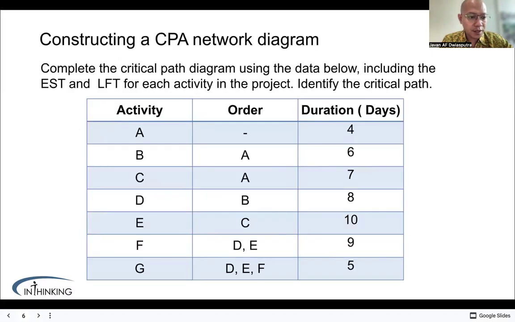Here we have a larger example with activities A to G. Each activity has an order, predecessor, and duration in days. To complete the network, draw the activities in the correct sequence. Add durations, calculate EST, calculate LFT, and identify the critical path. This is how project managers organize complex projects like constructions, events, or product launches.